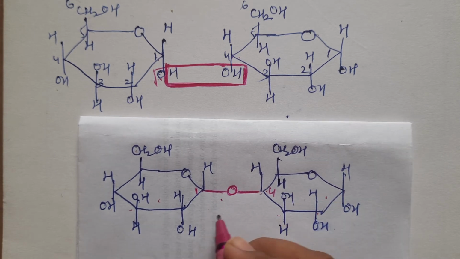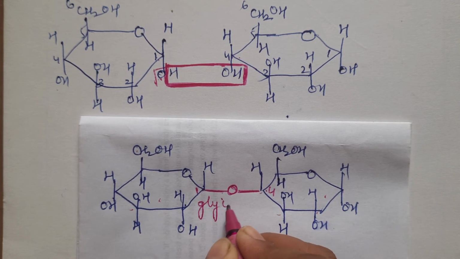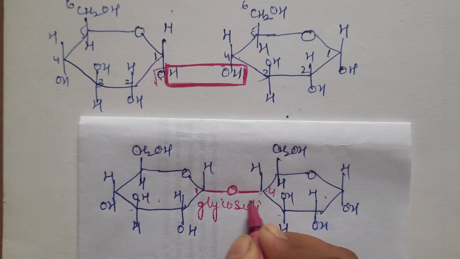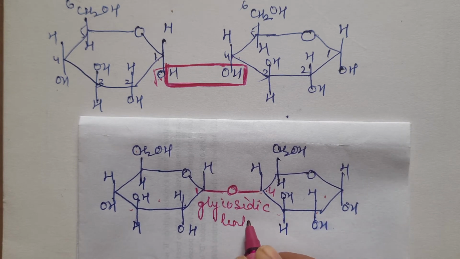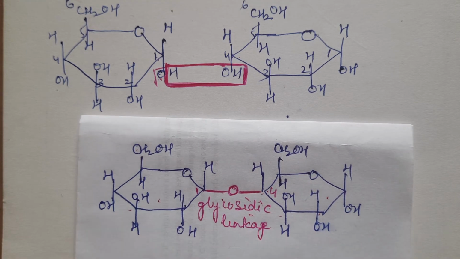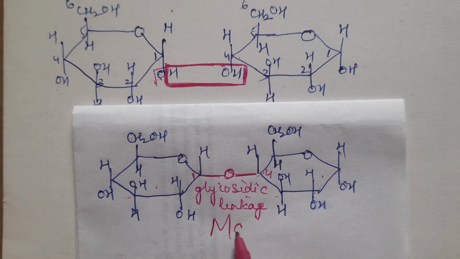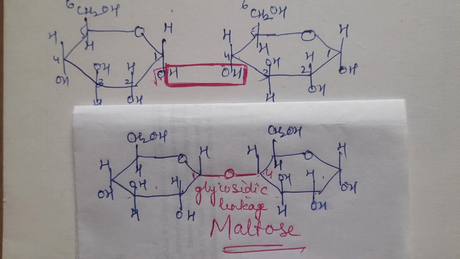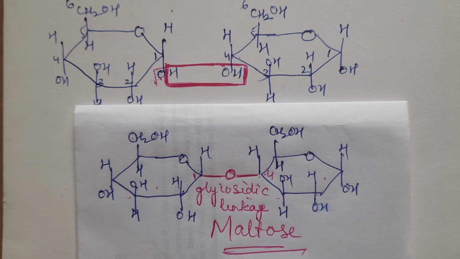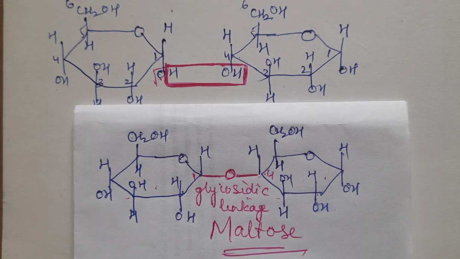This linkage is also called glycosidic linkage. This is also glycosidic. What is glycosidic linkage, children? Between 2 monosaccharides, if there is a linkage that is through O, it is called alpha glycosidic linkage. Clear? This is the structure of what, children, we have drawn just now? We have drawn the structure of maltose. Is it clear?